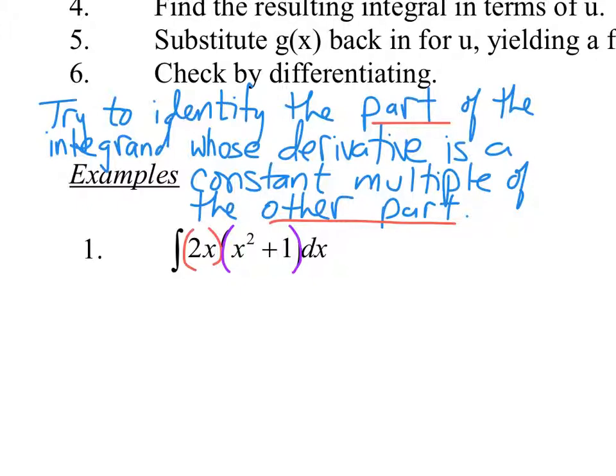So we know 2x is not an appropriate choice. By process of elimination, because we only have two possibilities here, it would have to be the other factor, x squared plus 1.